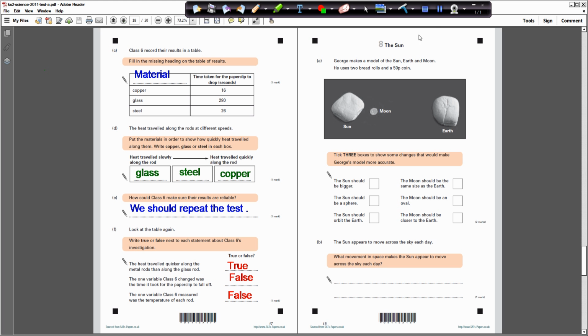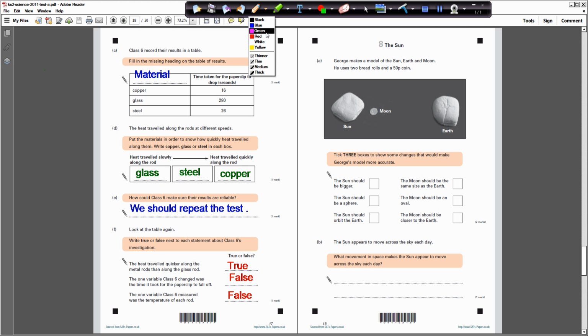Question number 8. The sun. George makes a model of the sun, earth and moon. He uses 2 bread rolls and a 50p coin. Here's the sun, that's the moon, that's the earth. Tick 3 boxes to show some changes that would make George's model more accurate. What about the sun compared to the moon and the earth? Should the sun be bigger? Much bigger.